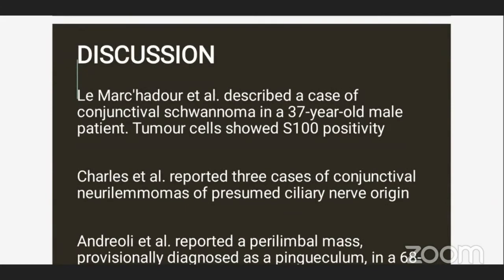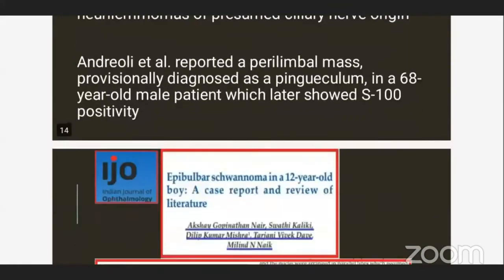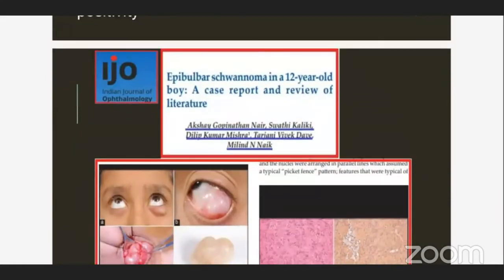Lee Markido et al. described a case of conjunctival schwannoma in a 37-year-old male patient. The tumor showed S100 positivity. Angioli et al. reported a perilimbal mass provisionally diagnosed as a pinguecula in a 68-year-old male patient, which later showed S100 positivity. There has been only one case report from India, from LV Prasad Eye Institute, by Dr. Akshay Gopinath Nair, Swati Galki, and Milind Naik. They reported a case of epibulbar schwannoma in a 12-year-old boy.